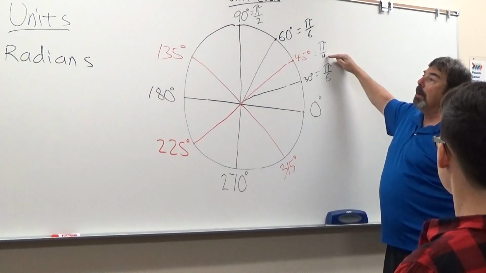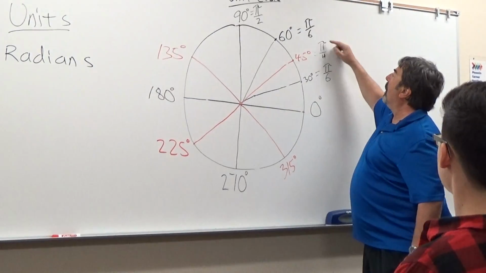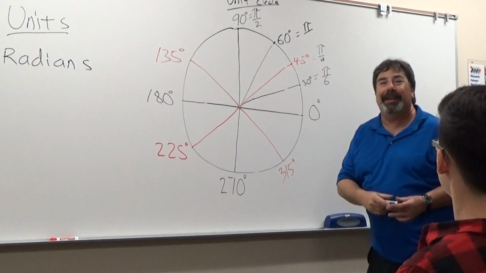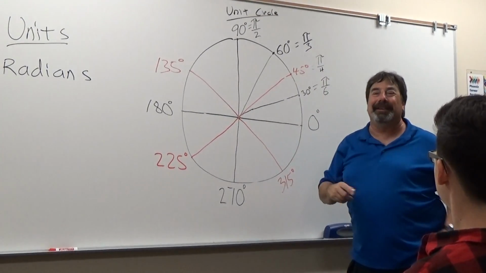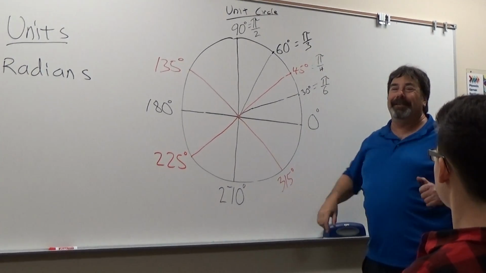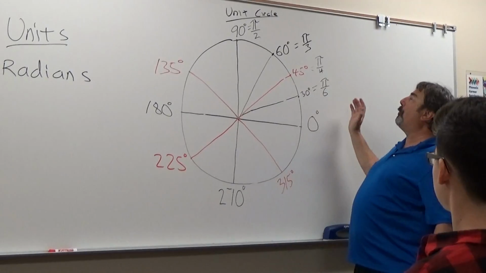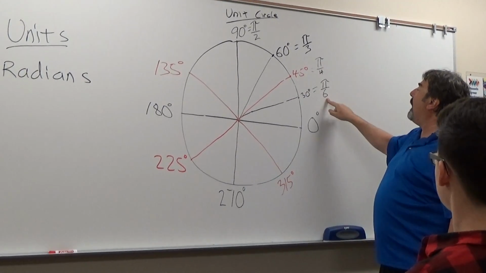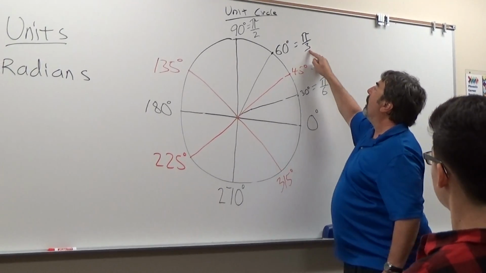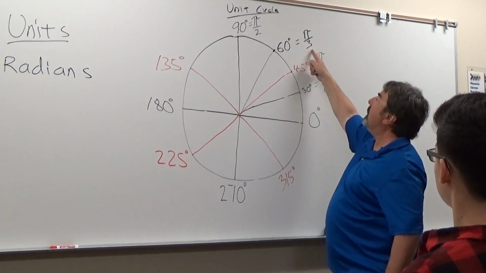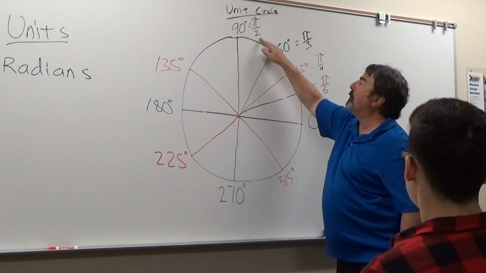Pi over 6, pi over 4, I missed that one. Pi over 3, 60 degrees. 60 degrees, pi over 3 radians. So notice your denominators are getting smaller as the angles get bigger. 60 degrees is pi over 3, and 90 degrees is pi over 2.